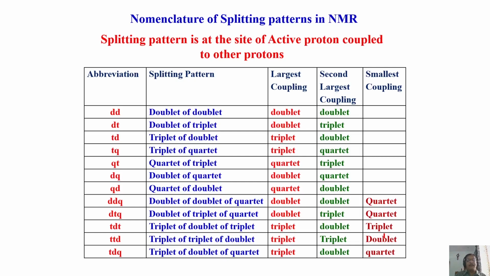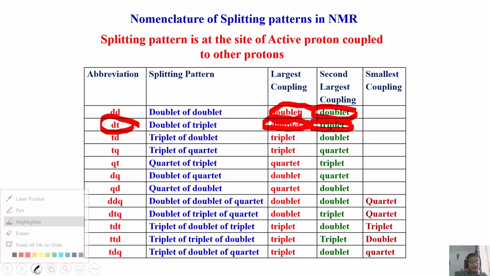This splitting pattern is for a given active proton coupled to other protons. Okay. Remember, I took several examples. Don't get confused. In a given molecule, there are many functional groups. When I look at the chemical shift of a particular proton, coupled to all other protons, this is the pattern you get. It can be doublet of doublets. Larger coupling is doublet, then smaller coupling is also doublet. It is doublet of doublets. It can be doublet of a triplet, called DT. That means larger coupling is doublet, and smaller coupling is a triplet.